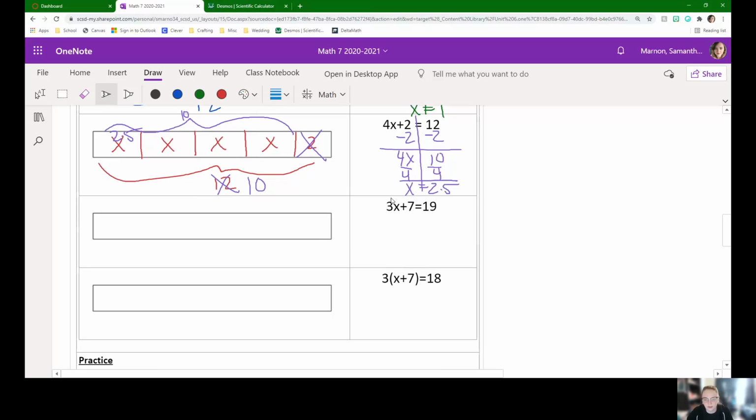Two more to go, and we can see these ones look pretty similar, but they're a bit different. So let's pause the video and try this third one, the whole thing, drawing the diagram and then solving it for X on your own.